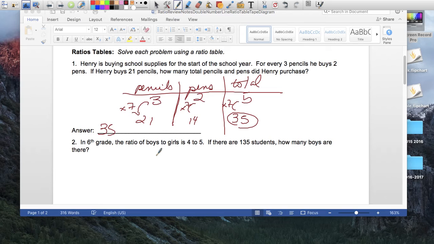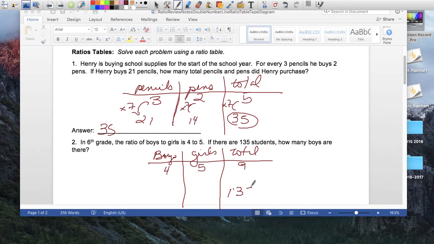In the 6th grade, the ratio of boys to girls is 4 to 5. So again, let's write boys, girls, part, and then a total. 4 boys, 5 girls, for a total of 9. So if I had 9 people right here, 4 of them would be boys, 5 of them would be girls. What happens when there are 135 students gathered? How many of them are boys and how many of them are girls?